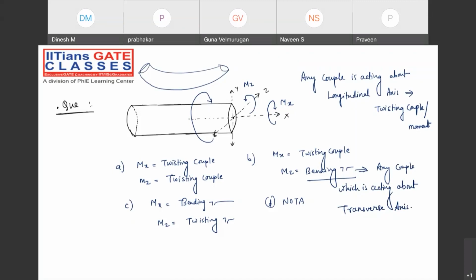Yes or no, guys? All of you, please check it out. Right? Is it done? All of you, so which option is correct? B option is correct. B option will be correct, right?